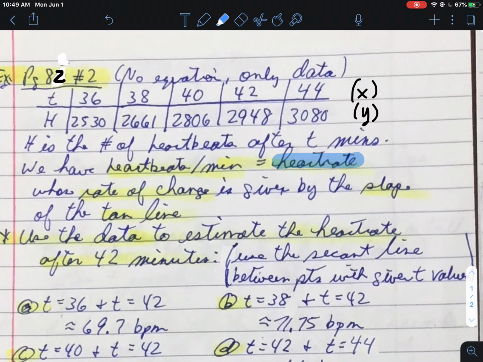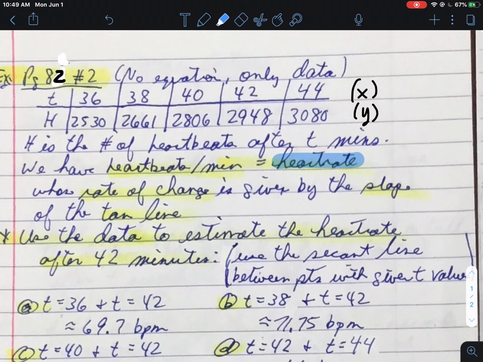So what if I said, well, what was the average heart rate after 42 minutes? Well, I could look at the total number of heartbeats, 2,948 heartbeats in 42 minutes, and I can give you the average heart rate by dividing 2948 divided by 42, and I can give you the average heart rate per minute. But that's not what we're asked for here. So we want to be clear as far as which one we're talking about. And in terms of rate of change, we're interested in that instantaneous rate of change. What's happening at that specific moment in time, not an average over an interval.